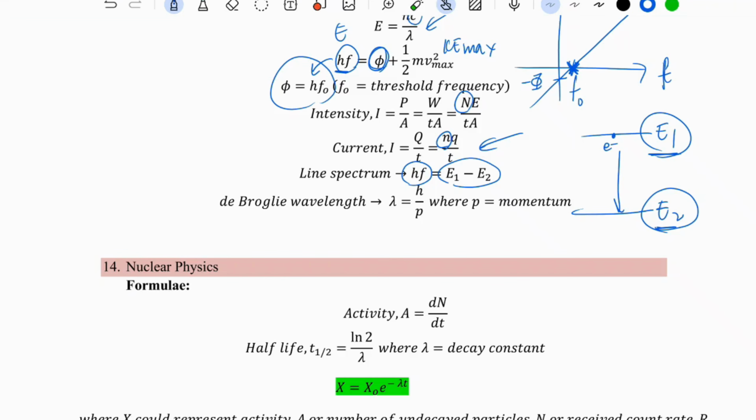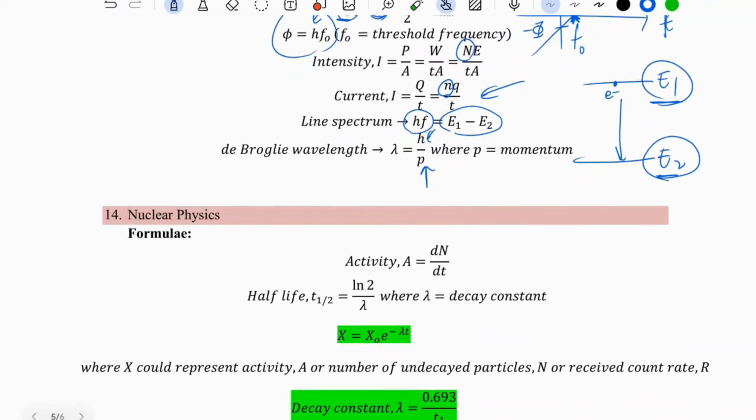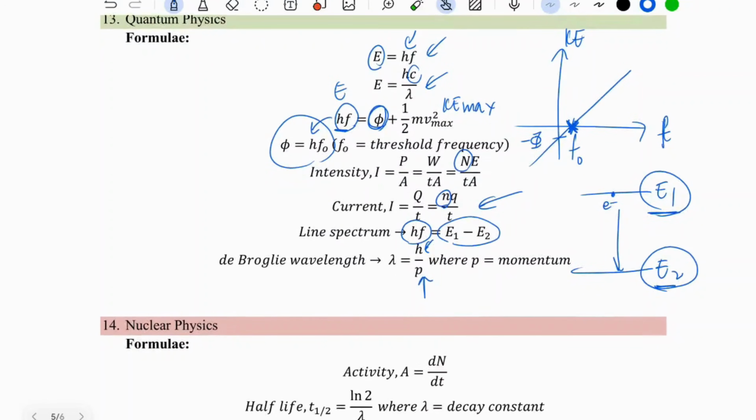Last one, the de Broglie wavelength, where we have lambda, your wavelength, equals Planck's constant divided by momentum. Okay. That's about it. But too bad, none of these formulas is given in your exam. Also, these two actually come from photoelectric emission, Einstein's theory. These two equations mainly.